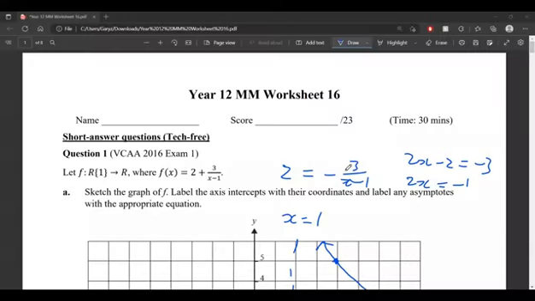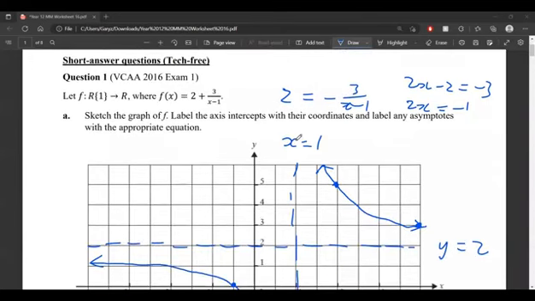Well, hello everyone. Today I'll be going through the Year 12 Math Methods worksheet 16, so the final worksheet before the holiday. And this one is pretty tricky, so let's have a look at it. The first question asks us to sketch this hyperbola.